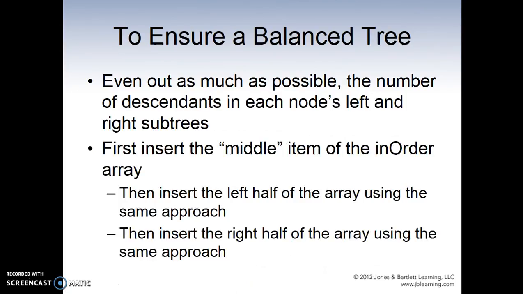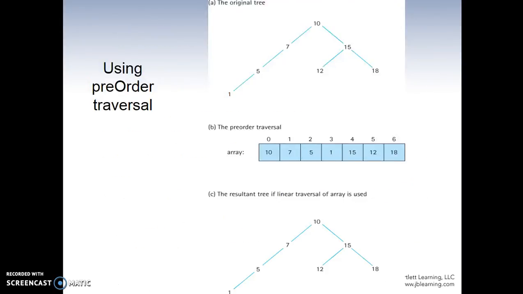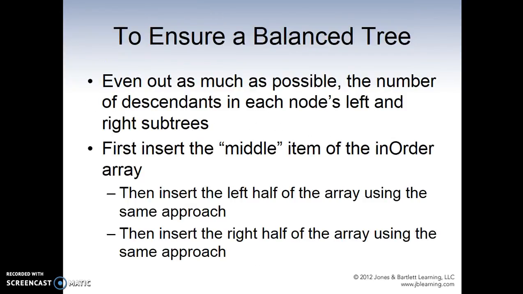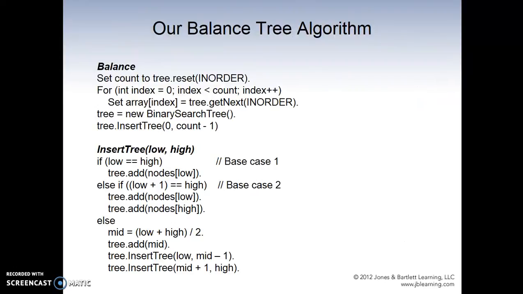Now if you want to ensure a balanced tree, evening out as much as possible the number of descendants in each node's left and right subtrees, first we have to insert the middle item of the in-order array. Then insert the left half of the array using the same approach. Right, always the middle, and the middle of each sub-array. That's how you make a balanced tree. Same for the right half of the array, using the same approach.